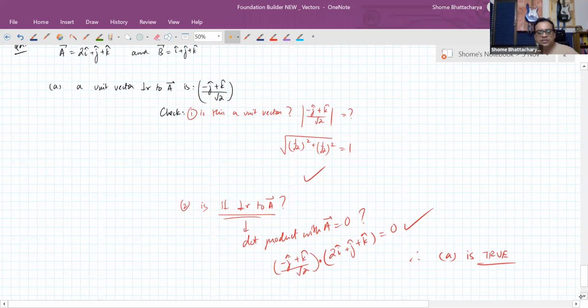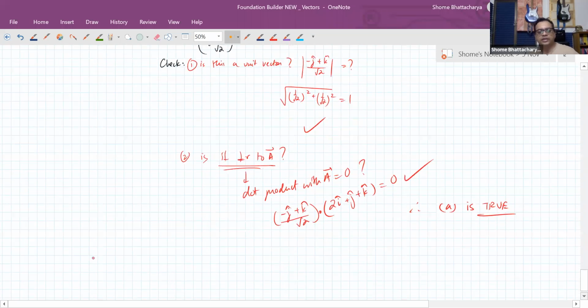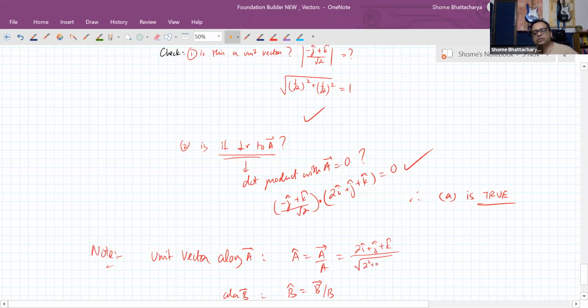Now the other type of option there is, that unit vector parallel to A or parallel to B. So that we already know now how to check. A unit vector along the vector A or parallel to vector A is nothing but A cap, that is vector A divided by its own magnitude, or along B, that is nothing but vector B divided by its own magnitude. So that you know how to do. For example, this one is 2I plus j plus k divided by its own magnitude. So that's square root of 6.